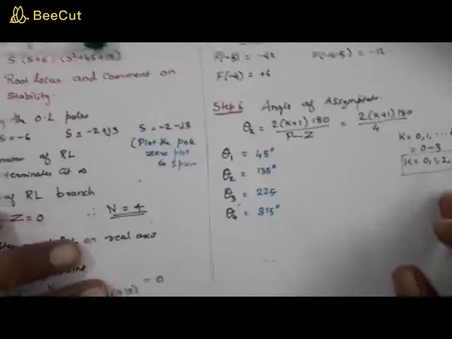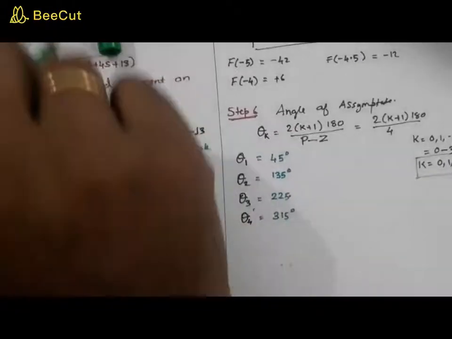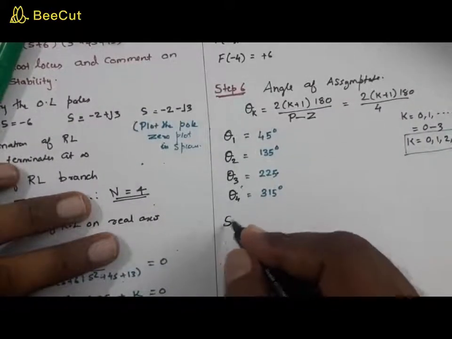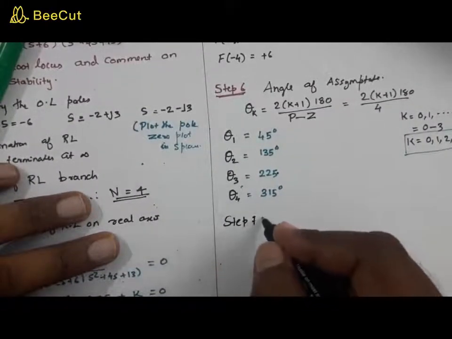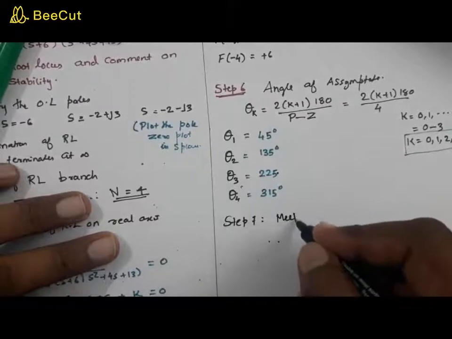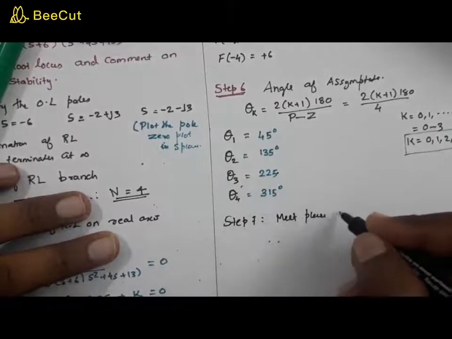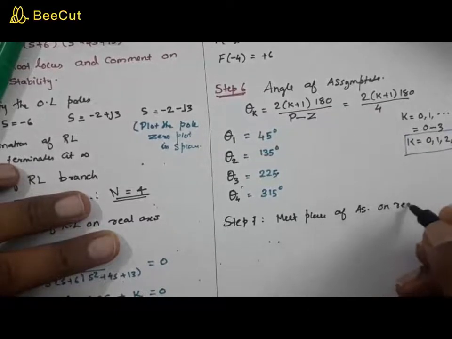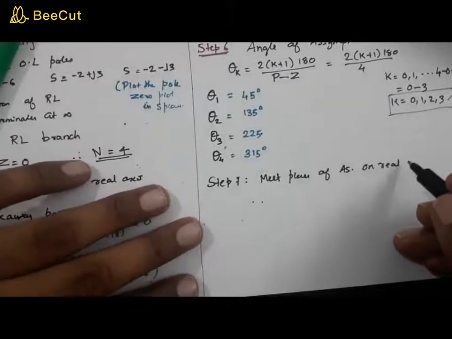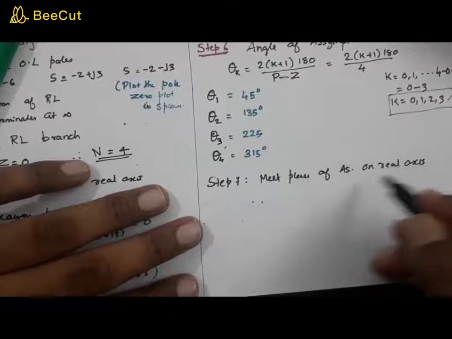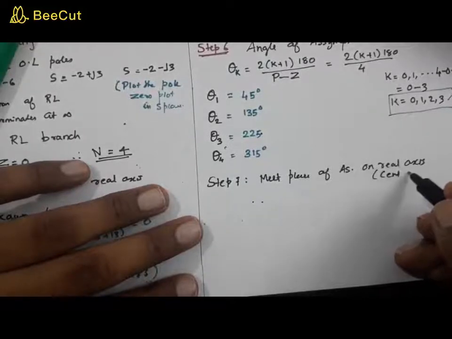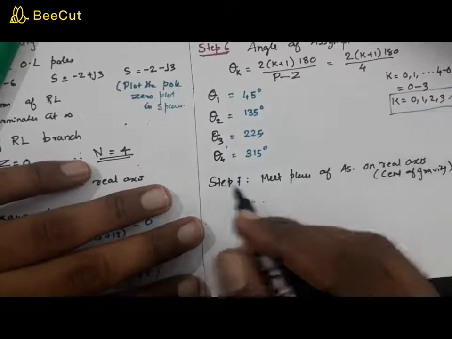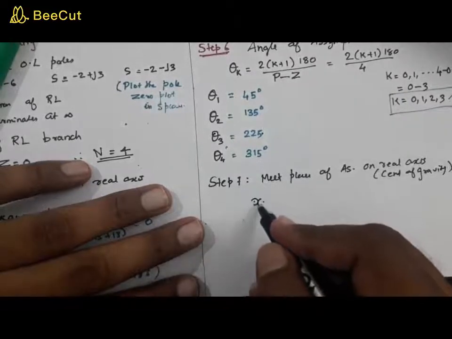Now if you want to plot this, you need to have another idea about the center of gravity, that's your step 7, or the meeting place of the asymptote on the real axis, or the intersection point of asymptote on the real axis. That is called the center of gravity. Okay, so you are going to find out that. And what is that? You will denote that by x.